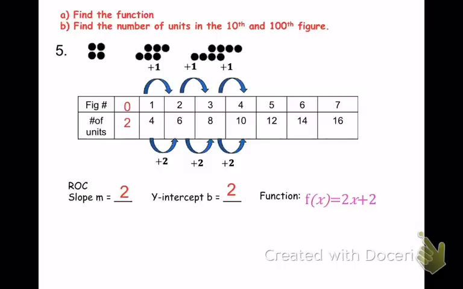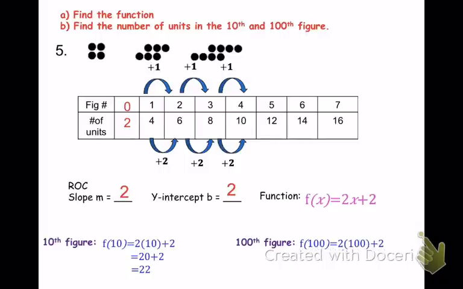Go ahead and figure out the 10th figure and the 100th figure, and then come back and check your work. Pause the video. Your 10th figure, you should have gotten the following: 20 plus 2, which is 22 in the 10th figure. And if you keep adding circles to the 100th figure, how many circles would you have? You'd be adding 2 circles 100 times, plus the 2 original circles, which gives you 202 circles. This is an infinite figure because you can continue to add circles forever.